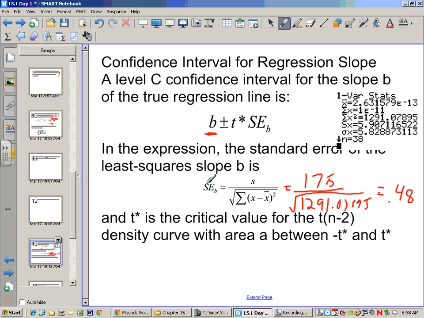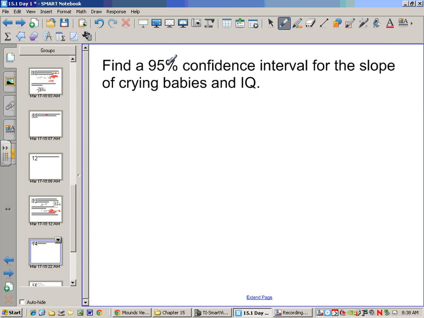Now that tells me that my slopes will typically vary by about 0.48 from my true slope. So what I want to do is find a confidence interval. Right now we're going to find a 95% confidence interval. We've already checked conditions. Now let's do the calculations. It's b plus or minus t star times the standard error of b.